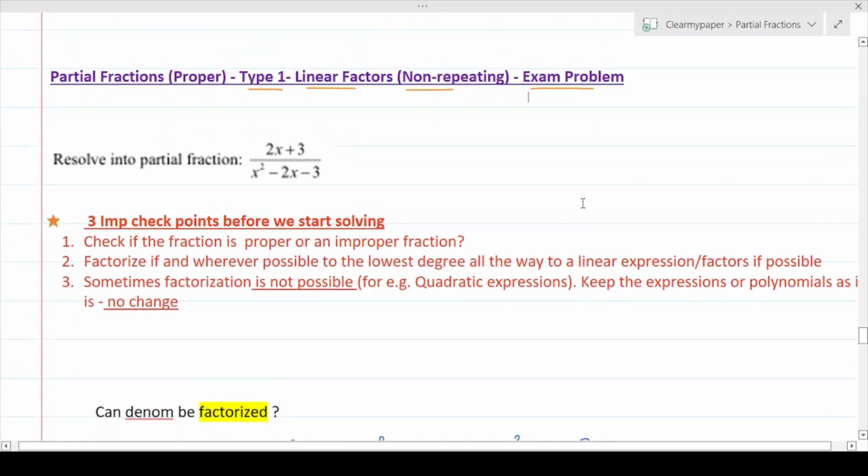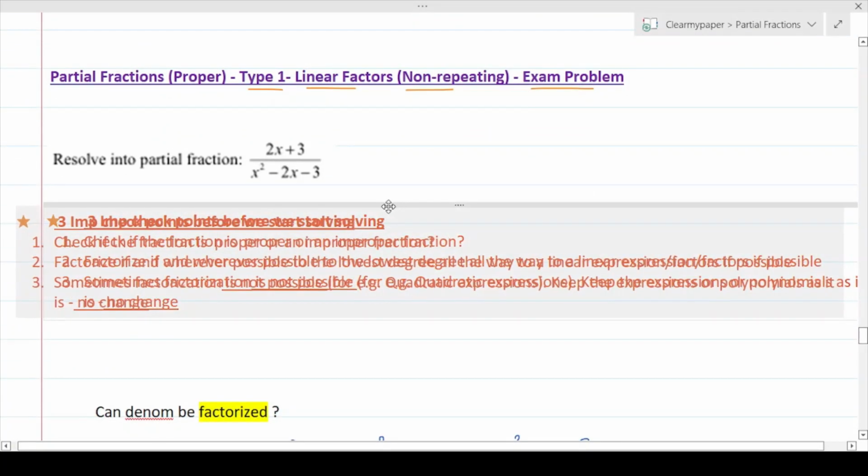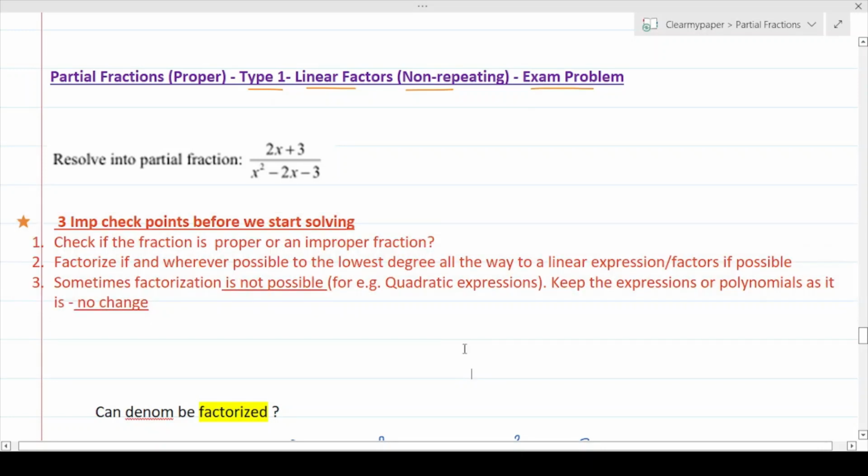Okay, so what do we have here? We have a given problem and we need to solve it. This is a rational expression, and it says resolve into a partial fraction. That means convert this rational expression, which is a ratio of two polynomials, the numerator and the denominator, into a partial fraction. That's our objective.